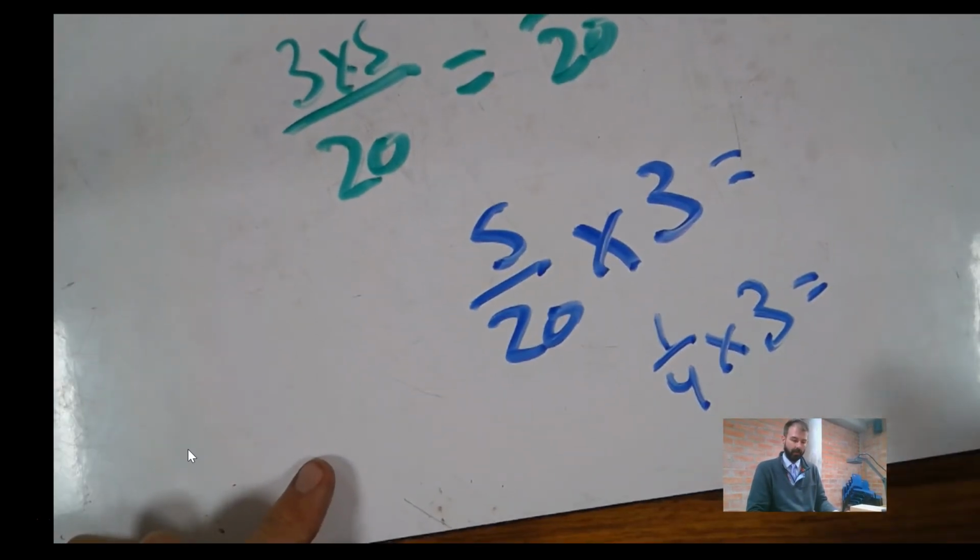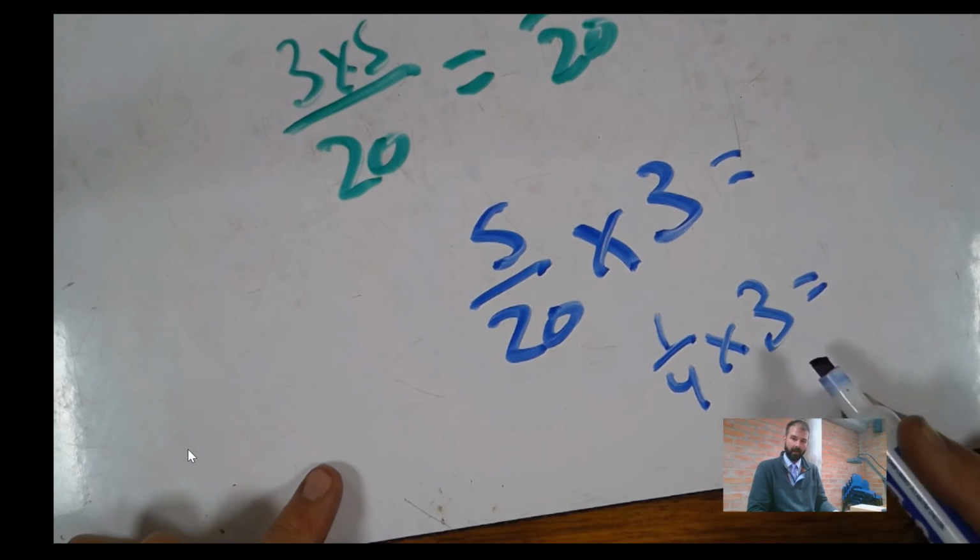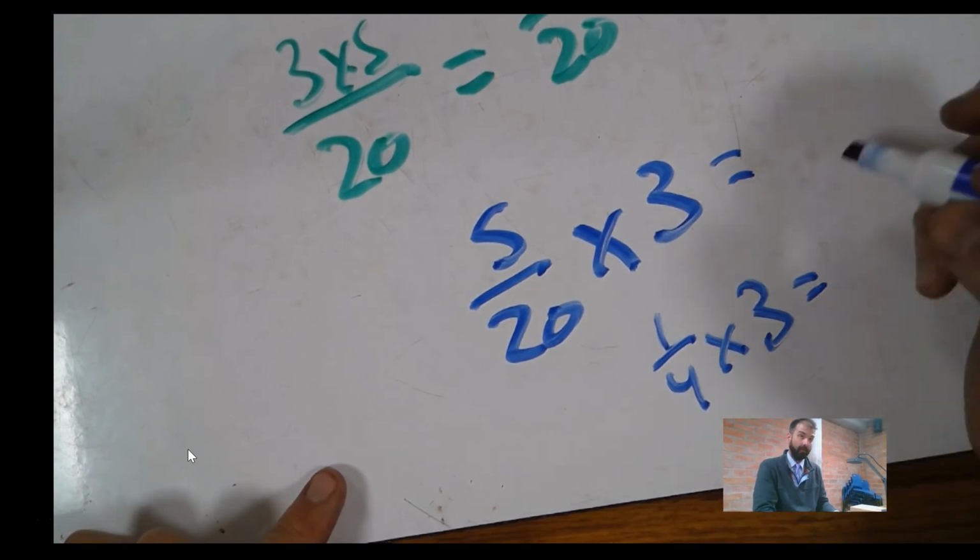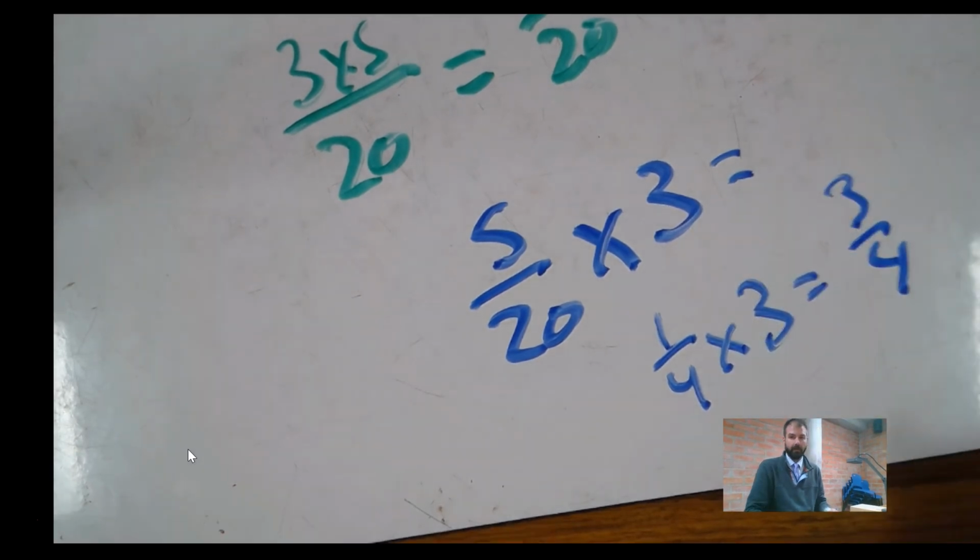And 1/4 of 3, I can do a half of a half. 1/2 of 3 is 1 1/2. 1/2 of 1 1/2 is 3/4. So it all depends on how you're thinking.